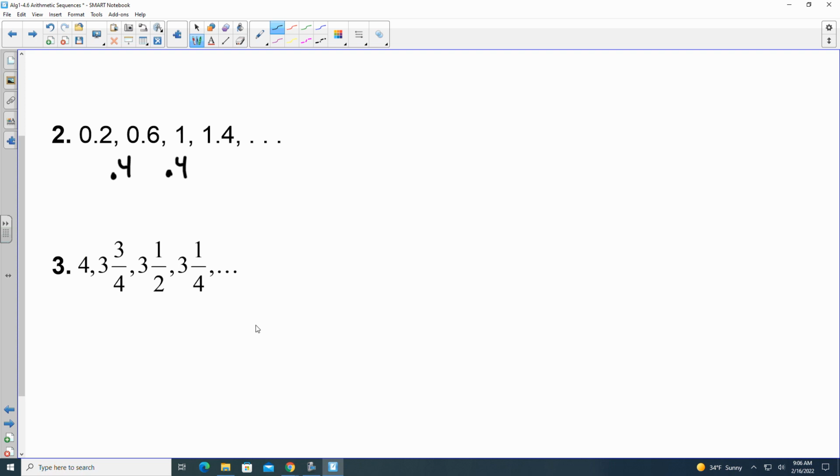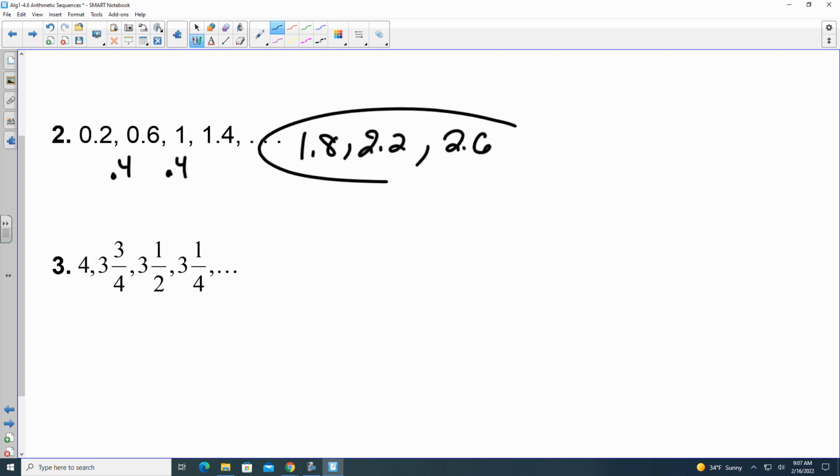That means it's a positive number, so we're going to be adding 0.4 to find the next value in the sequence. So 1.4 plus 0.4 is going to be 1.8. Add 0.4 to 1.8, I get 2.2. And adding 0.4 to that one, I get 2.6. Now we look at fractions.